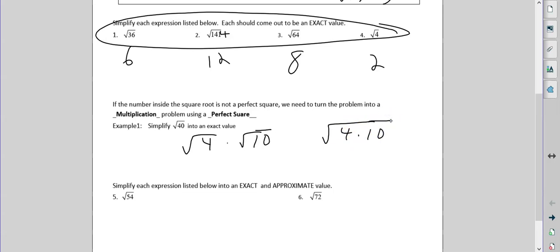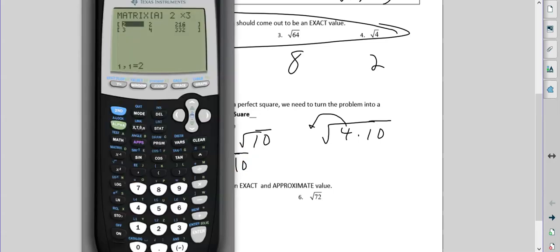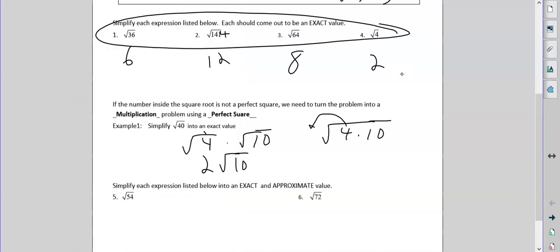I always write the perfect square first because that is what we're going to take out. So this one we're going to simplify to just 2 radical 10. Don't know why I'm writing it 20. 2 radical 10. 2 times the square root of 10. And if you see, just so you know how it works, if we took the square root of 40, we get 6.32, and so forth. If I take 2 times the square root of 10, I get the same answer because they are equivalent. It has just been simplified.